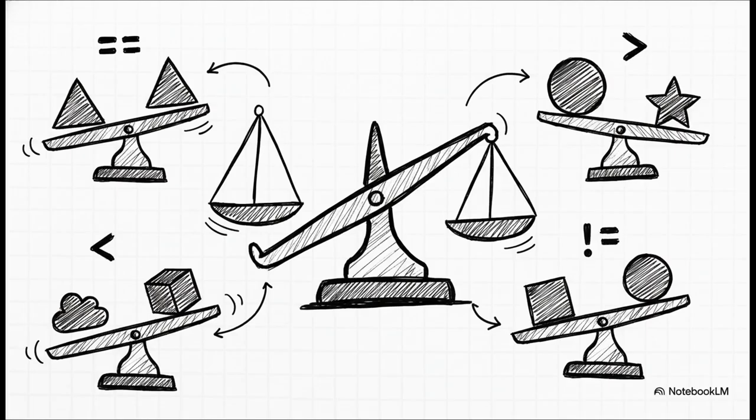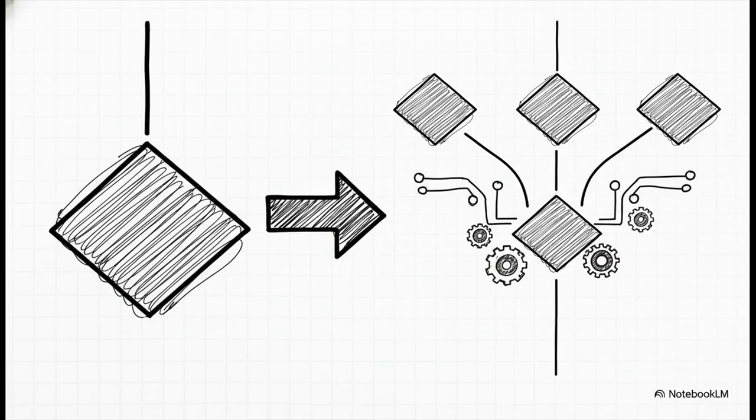You've probably seen them before. Is this equal to that? Is this one bigger than that one? All those basic comparisons, they are the absolute fundamental building blocks for all the smart logic your program is ever going to have. But okay, simple comparisons are great, but what if things get more complicated?